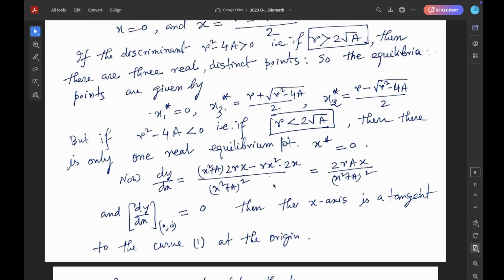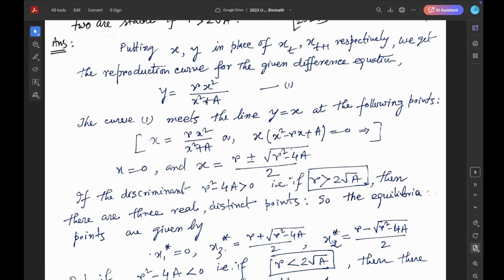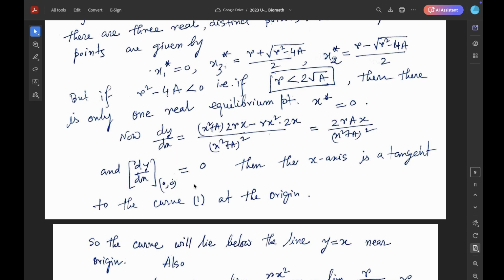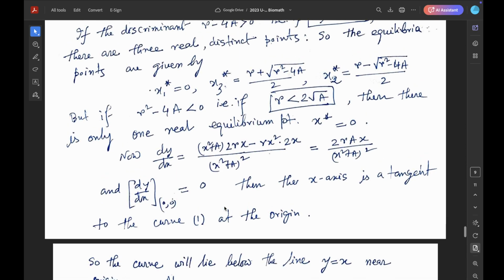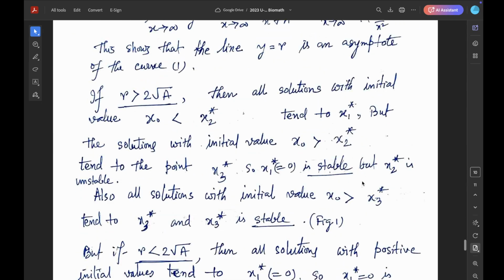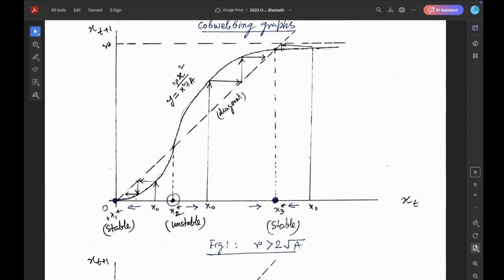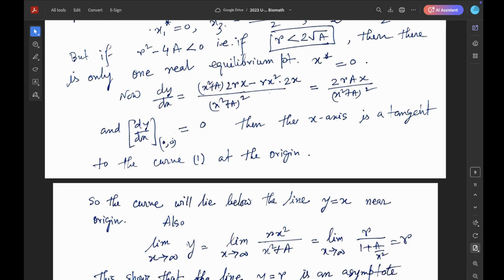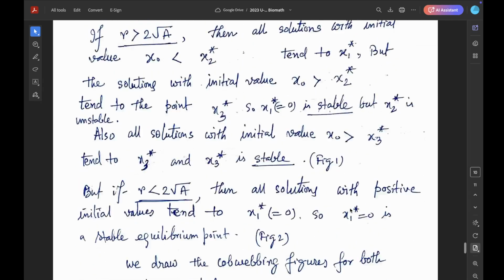Now dy/dx, where y equal to this: dy/dx equal to 2 r a x by x square plus a whole square. So dy/dx at the point 0, 0 is obviously equal to 0. Then the x-axis is a tangent to the curve at the origin. Actually this is the curve. X-axis is the tangent to the curve at the origin, because dy/dx is 0 at this origin. So the curve will lie below the line y equal to x.